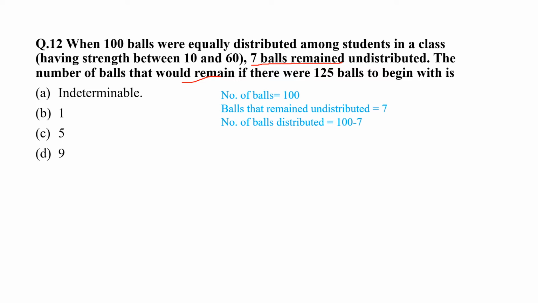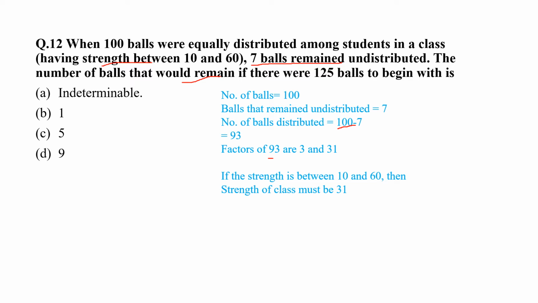So the number of balls distributed, how can we find that? 100 minus 7, that is 93. The factors of 93 are 3 and 31. We have to find out the factors of 93, right? Here in the question, it is given that the strength of the class is between 10 and 60. If the strength is between 10 and 60, then the strength of the class must be 31, right? 3 is not applicable here. 3 will not be the strength of the class. 31 will be the strength of the class.